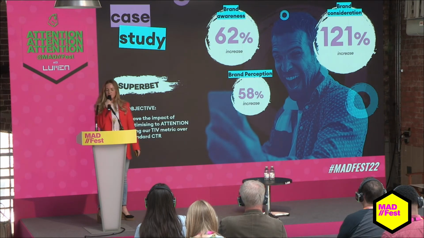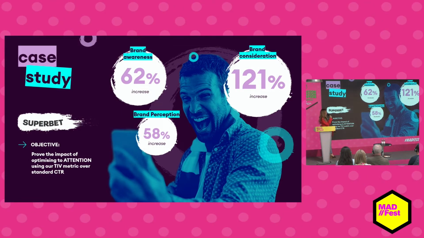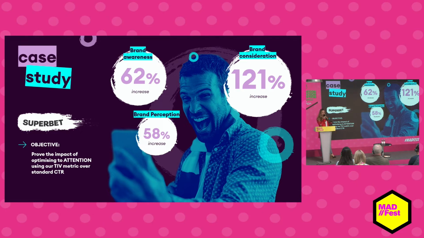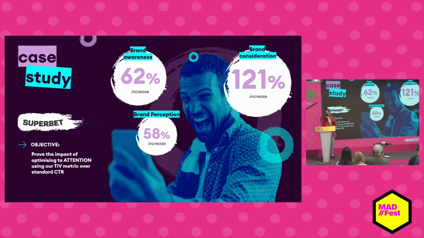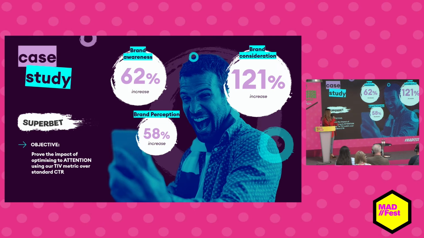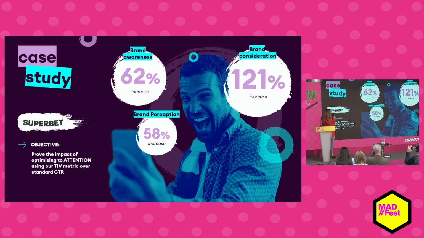To back this up, in a recent campaign with Superbet, we were able to test the impact of optimizing towards attention using our time in view metric. This was versus our standard CTR. We measured the difference in brand uplift using a cookieless brand study. Results successfully showed that when optimizing to attention, we see an uplift across all key brand metrics. There was a 62% increase in brand awareness, a 58% increase in brand perception, and a 121% increase in brand consideration.